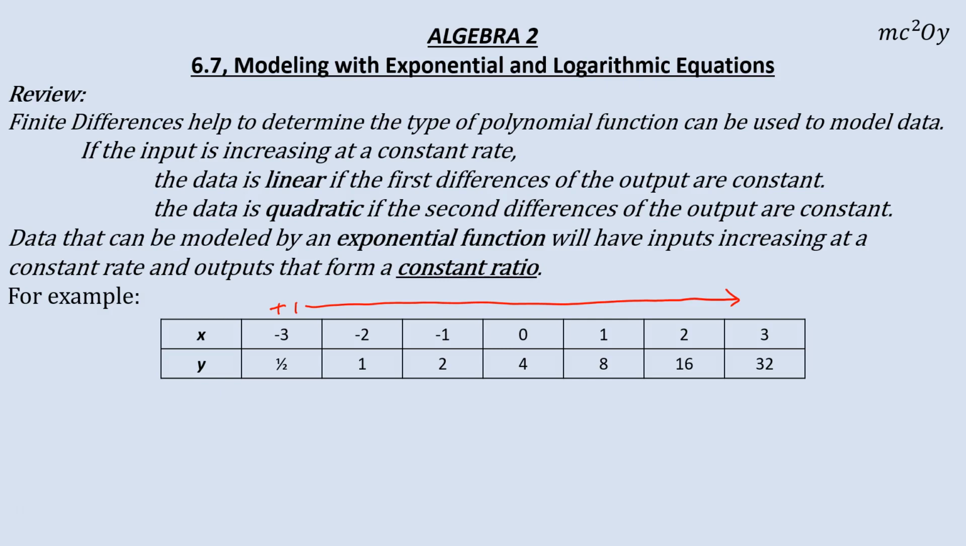But we also know data can be modeled by an exponential function if we have inputs that increase at a constant rate, and the outputs have a constant ratio. When I say constant ratio, if you take the second output and divide it by the first output, so 1 divided by 1/2, that's 2. So really what's happening is you're multiplying by 2. Some of you may say, I don't even have to do that to see that I'm multiplying by 2. Well, this is a pretty easy pattern to see.